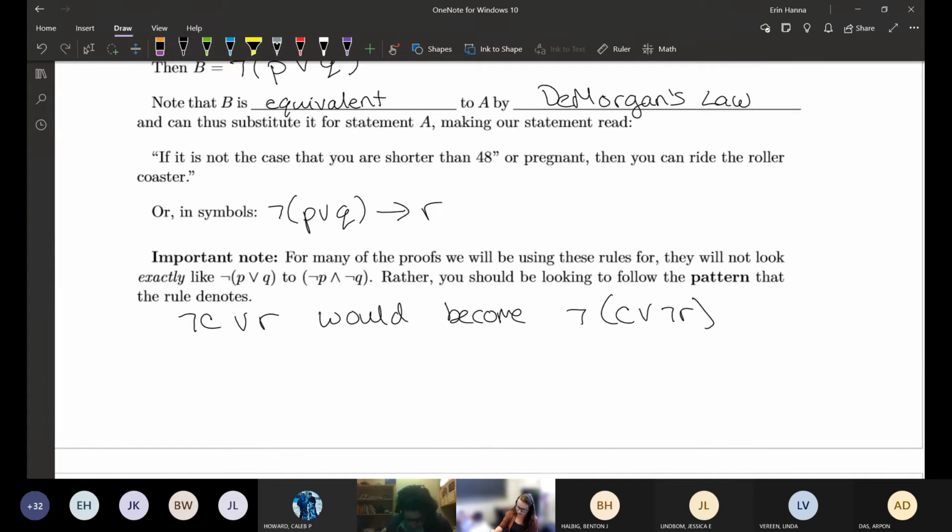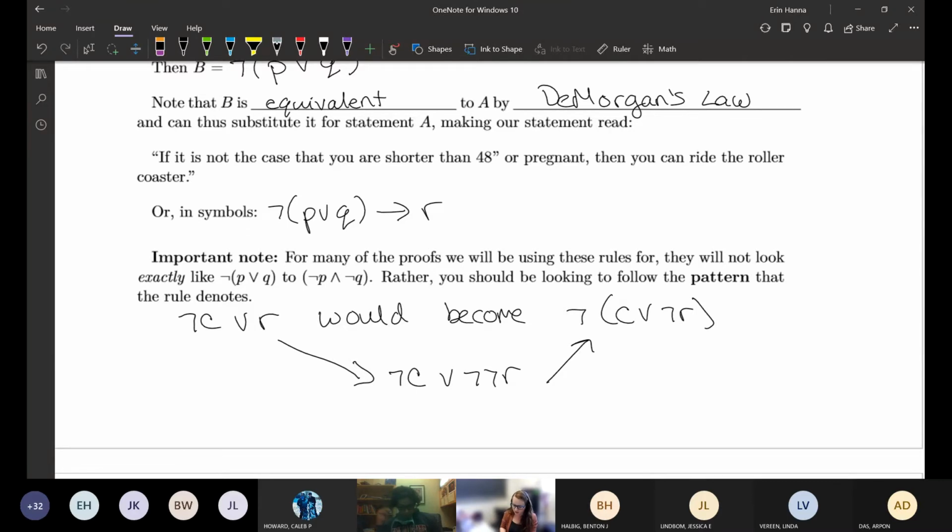What we would actually have to do first is make a little side step, where we would need to rewrite the original as not C or not R. And the not R would come from double negation. But technically, that's how it would need to be written in a proof.